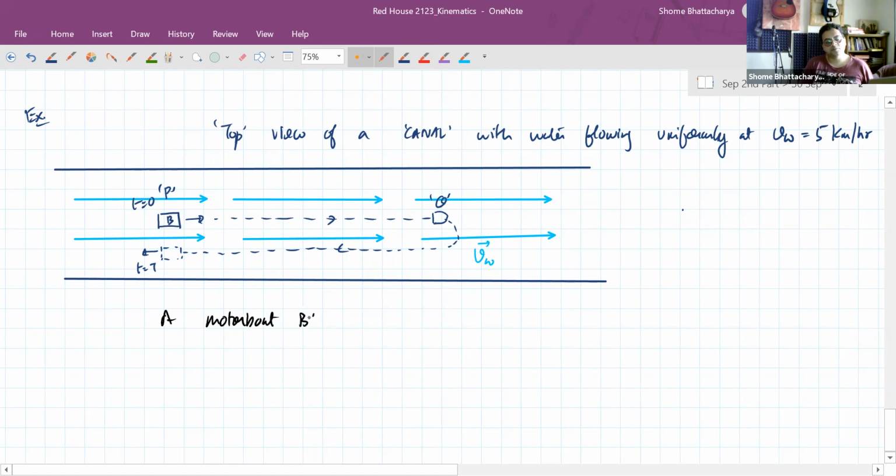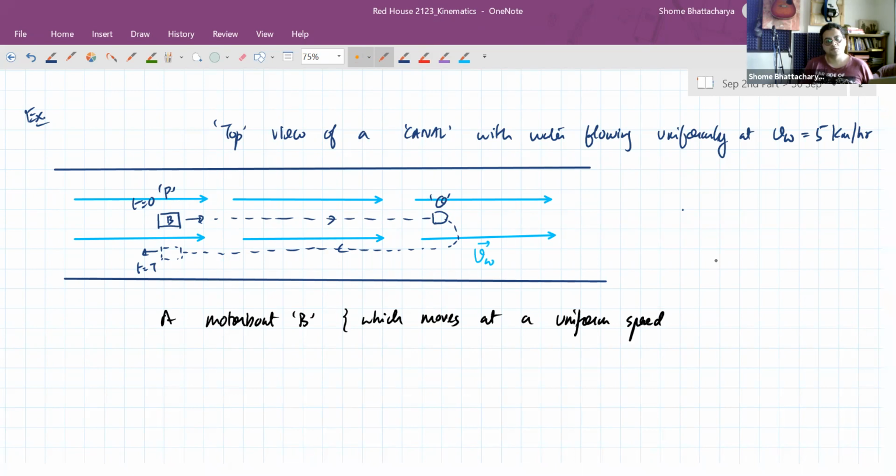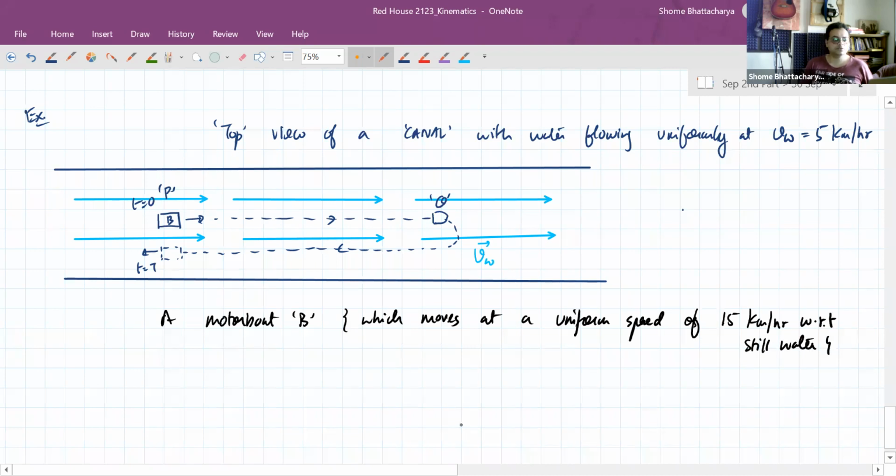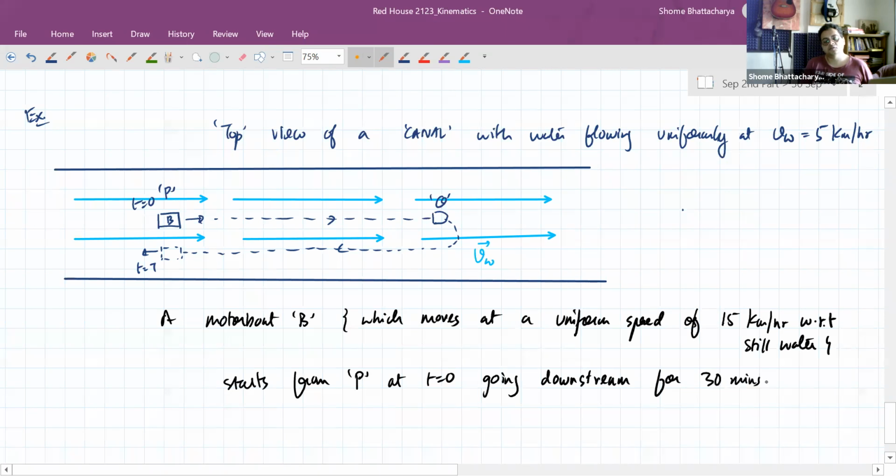So a motorboat B, which moves at a uniform speed of 15 kilometers per hour with respect to still water. So if the water had been still, then it would be moving at a uniform speed of 15 kilometers per hour. Starts from the point P at t equal to 0. Going downstream for 30 minutes. And then takes a 180 degree turn at the point Q and returns to P at some time T equal to capital T.